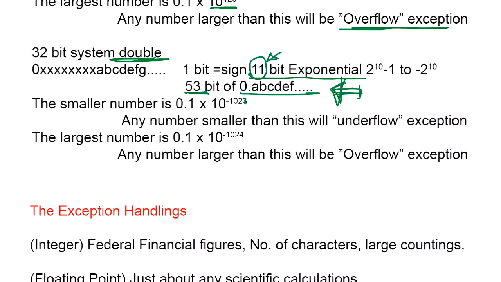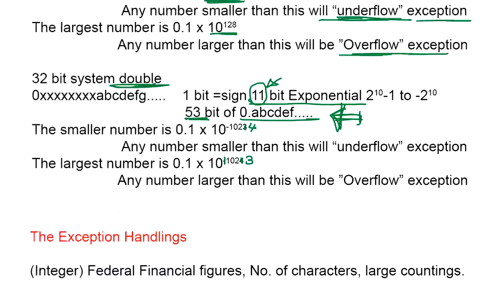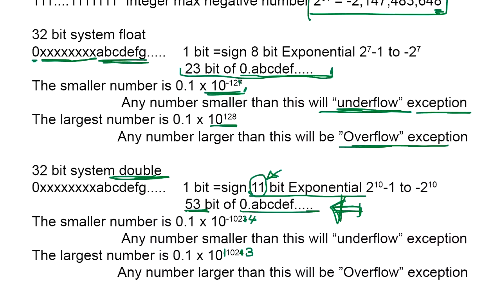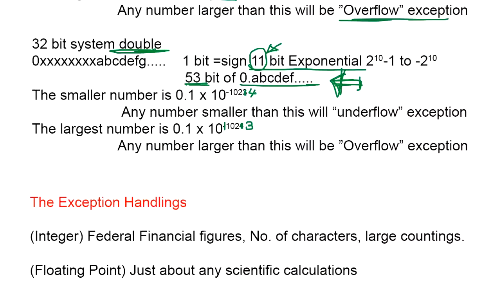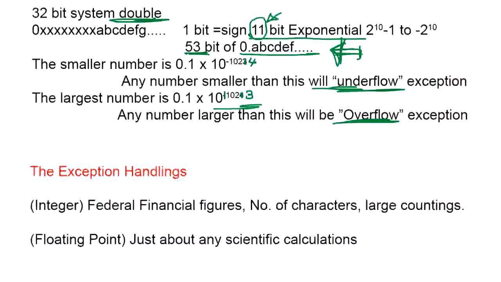Actually, it's a 4, and the largest is plus 102 3. Okay, so let's see, I made a mistake here. The smallest should be 8, and the largest should be 7. Okay, so this is the range of the number you should be aware of. If it's smaller than this number, it's going to be underflow, and if larger than this, it's going to be overflow.